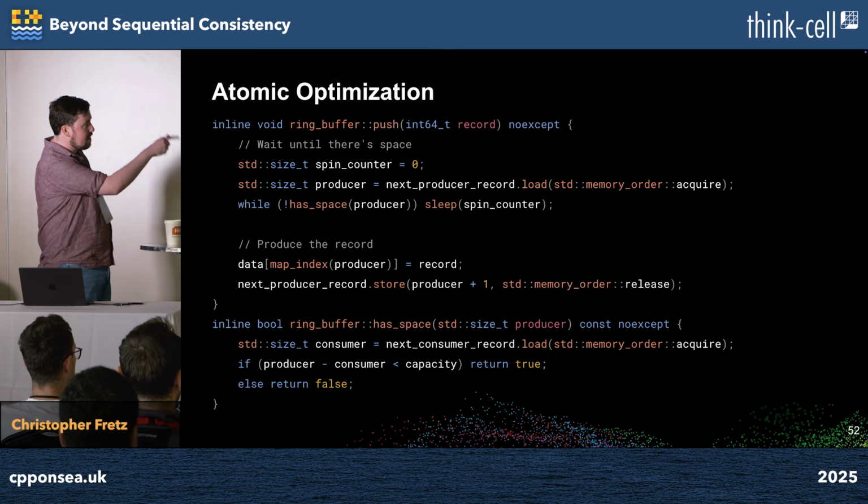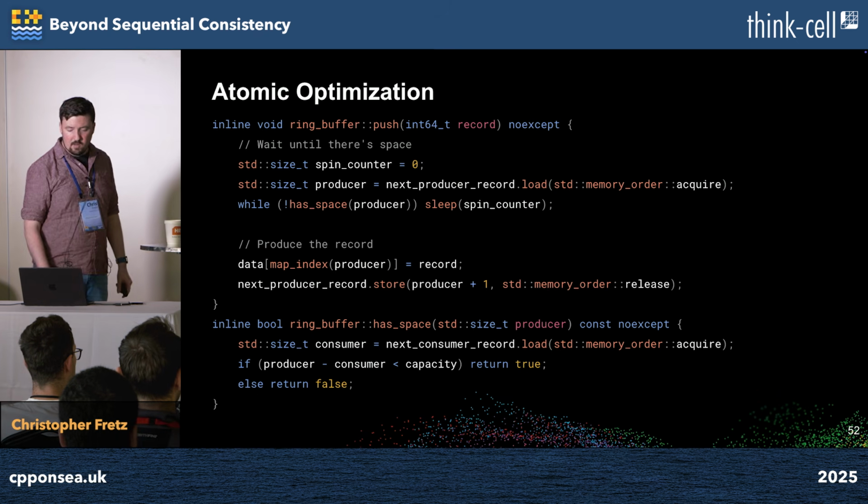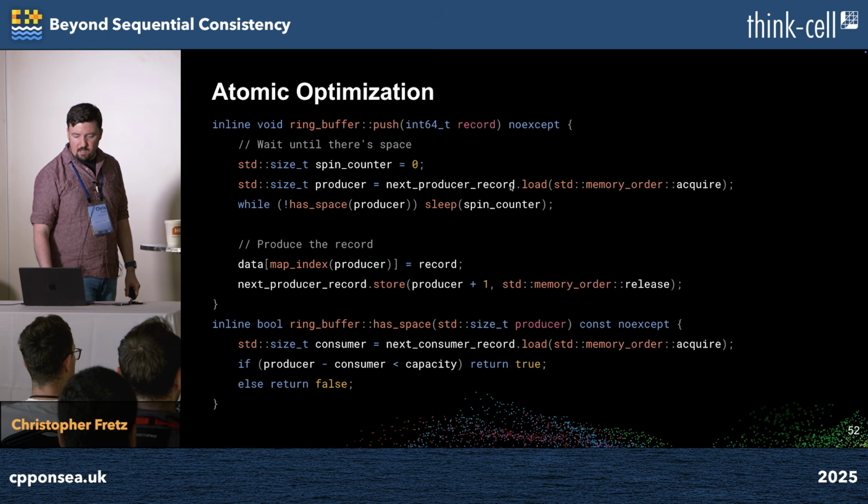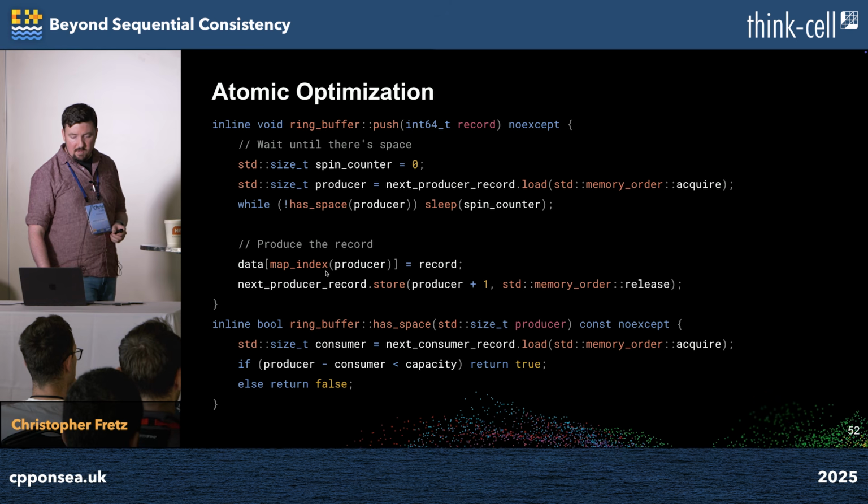And so if we slightly reorganize this code here, we've now actually refactored this into an explicit load acquire. We then have this has space function here, which just does a load acquire on the consumer record and then just diffs them to get the actual current size. We store back into the queue. And then the store here is actually an explicit store release that's done here.